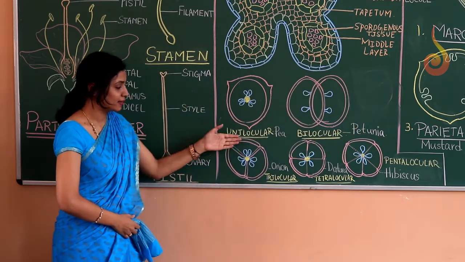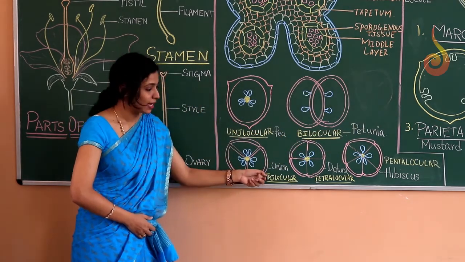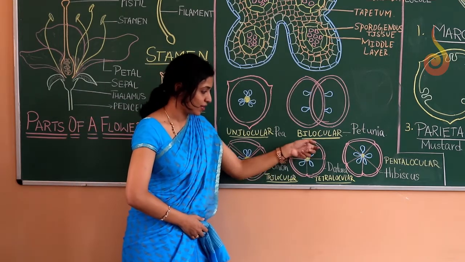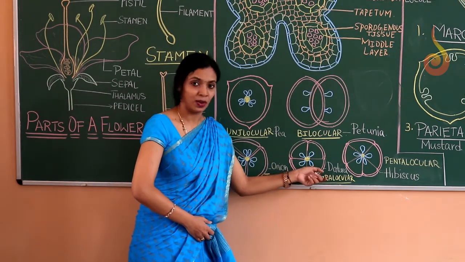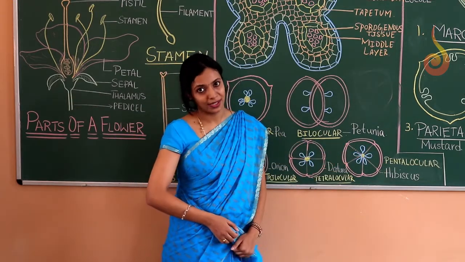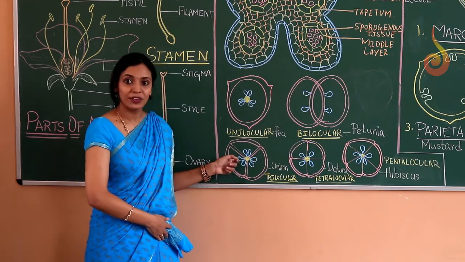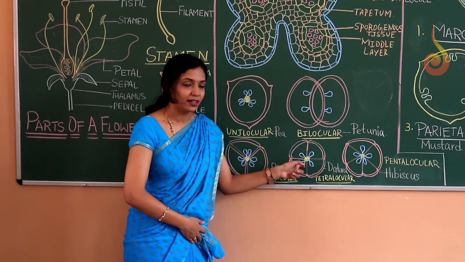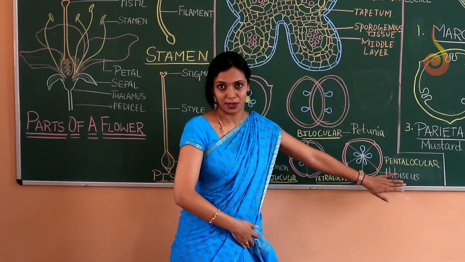If it has three chambers, then it will be called trilocular. If there are four chambers or four locules, then it is called tetralocular. If it has five chambers, then it would be called pentalocular. The example for trilocular ovary is onion. For tetralocular, it is datura. For pentalocular, it is hibiscus.